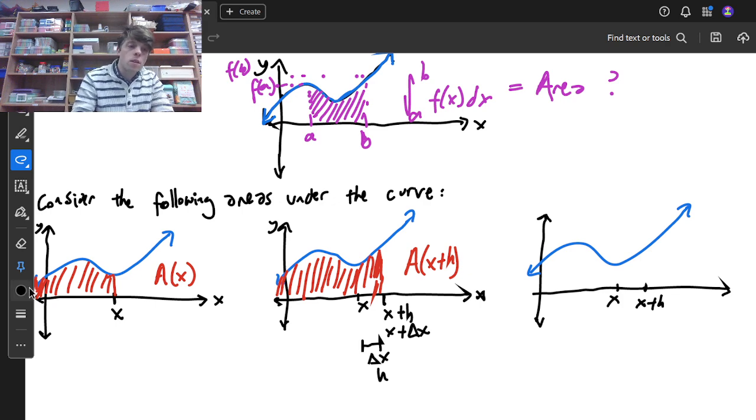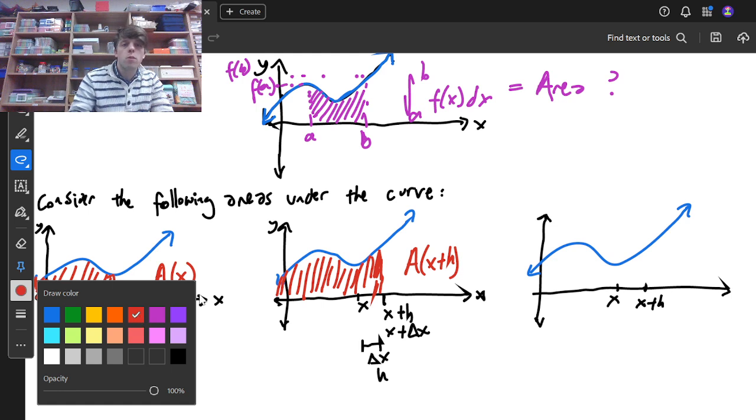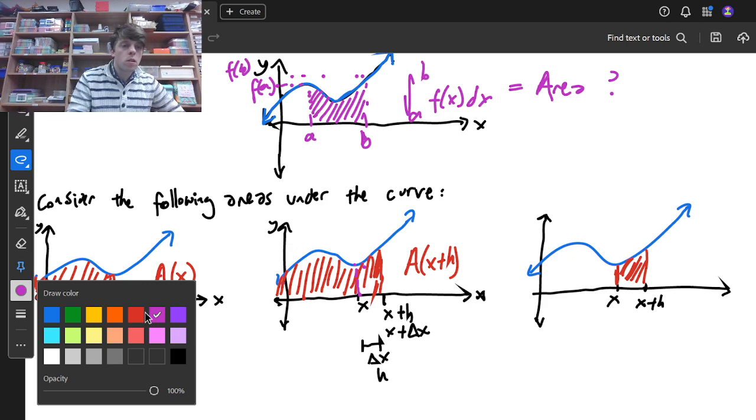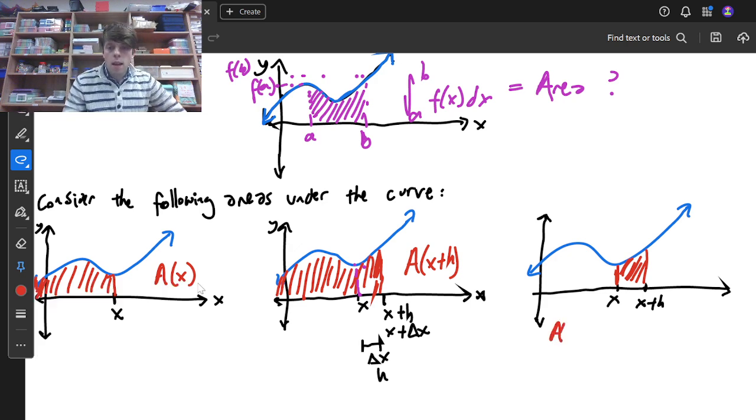So what we're interested in is the area between these two points. So we're interested in this area right here. And what would that area be equal to? Well, that area is simply A of x plus h, minus A of x. That's going to give us that little wedge. We can even see it over here in the second diagram, the wedge in the middle there. So that wedge is equal to A of x plus h minus A of x.